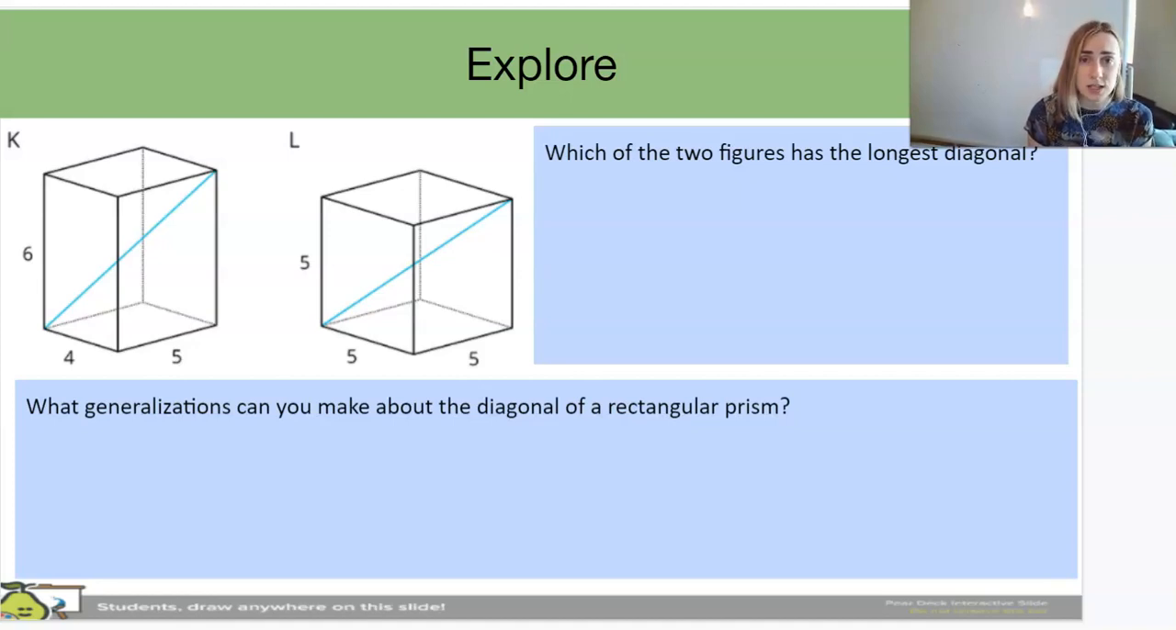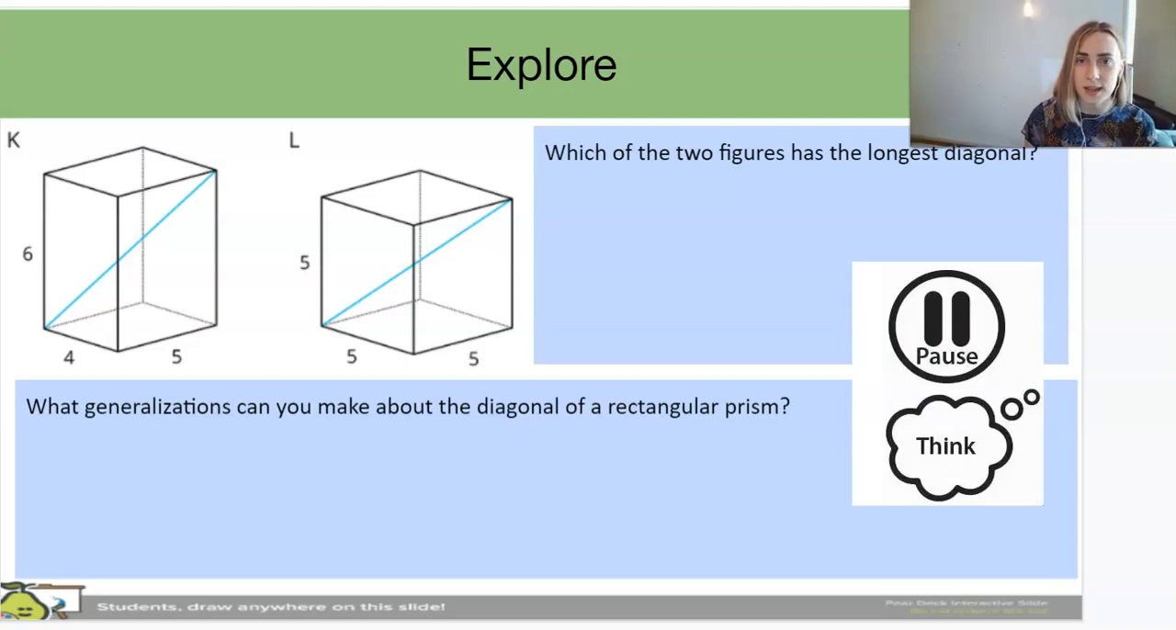And the generalization part is going to be anything you did that you think would apply to any prism. So if we completely changed all of the lengths here, what parts of the math you did today would still apply in every case? That's what you're going to put into this question about generalizations. So you'll be pausing to think in just a minute about what generalizations can you make about the diagonal of a rectangular prism. What did you do today that you think you can apply to any prism when you're trying to find the diagonal?